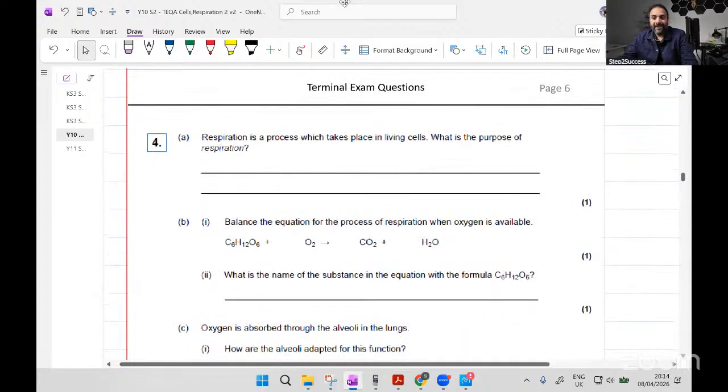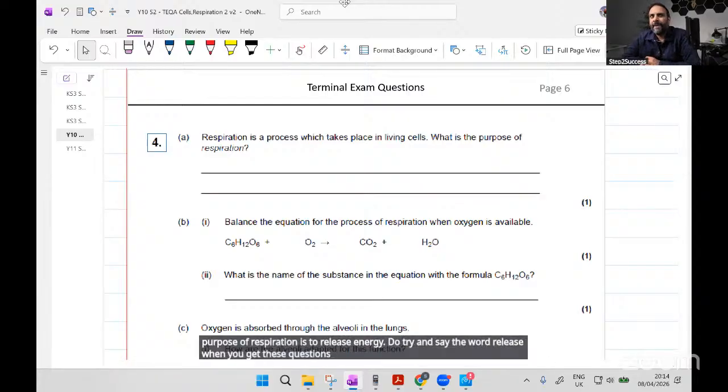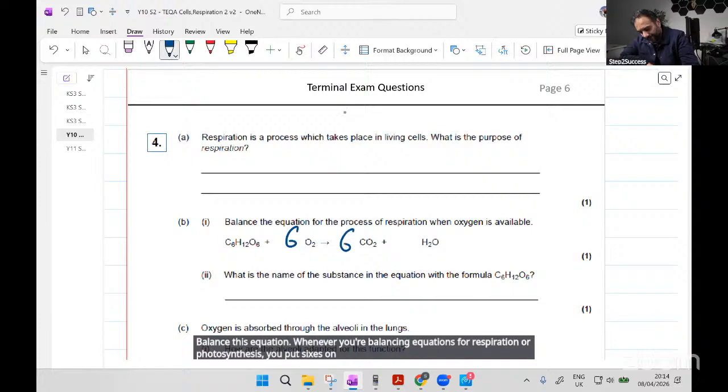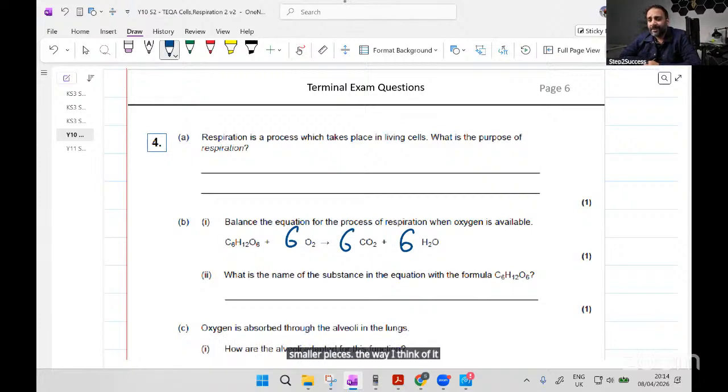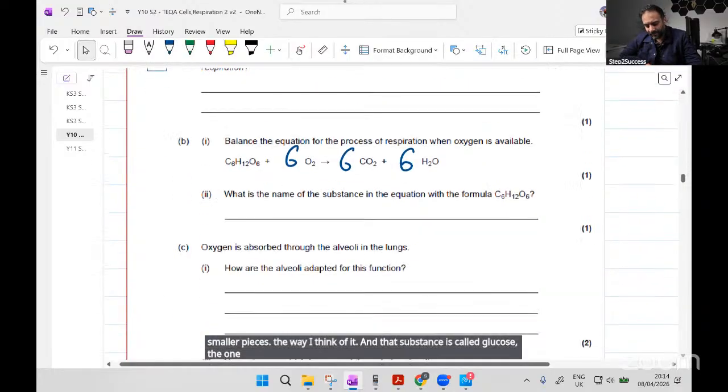The purpose of respiration is to release energy. Do try and say the word release when you get these questions, not just make energy or something like that. Balance this equation. Whenever you're balancing the equation for respiration or photosynthesis, you put sixes on the smaller pieces. That's the way I think of it. And that substance is called glucose, the one with all the big one.